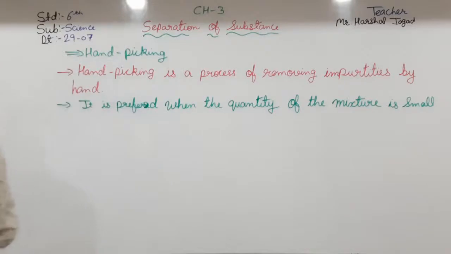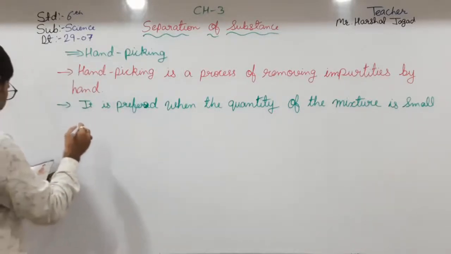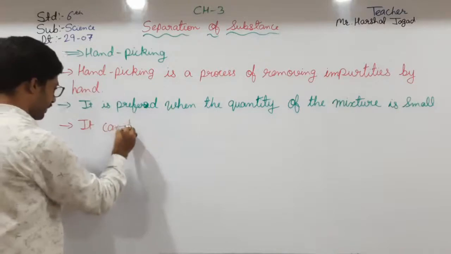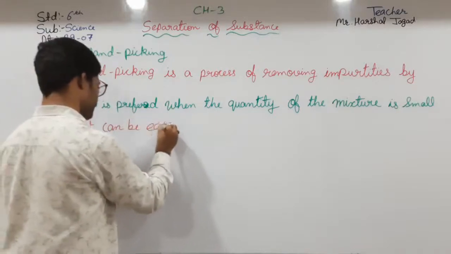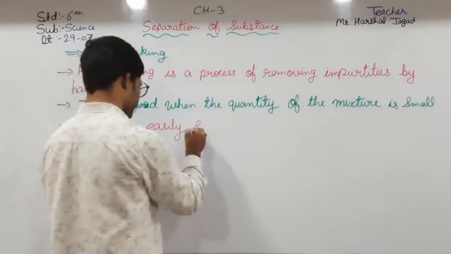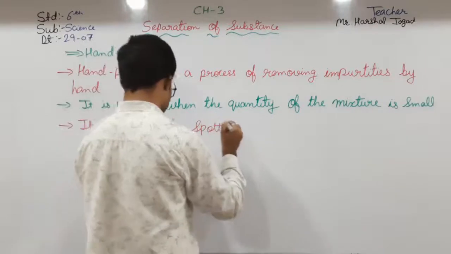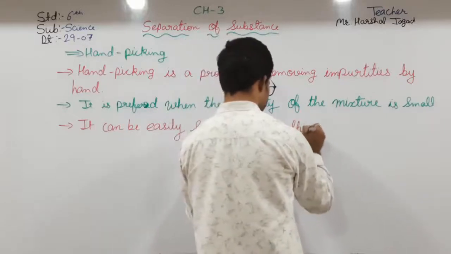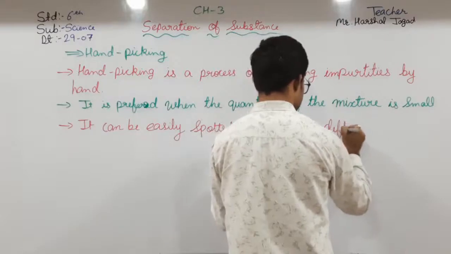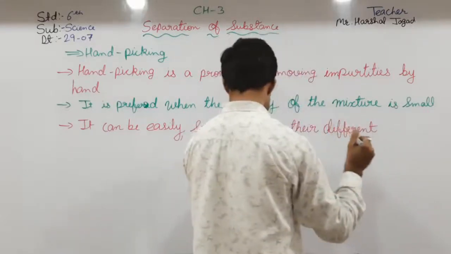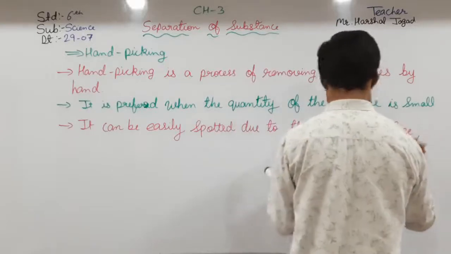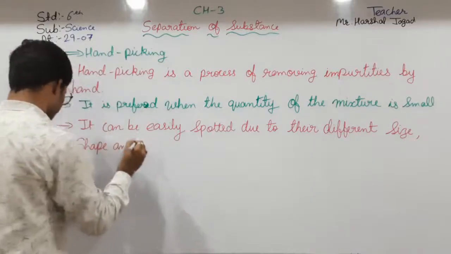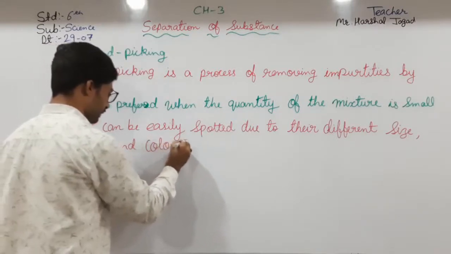Okay, and how are the impurities spotted? So they can be easily spotted due to the different size, shape and color.